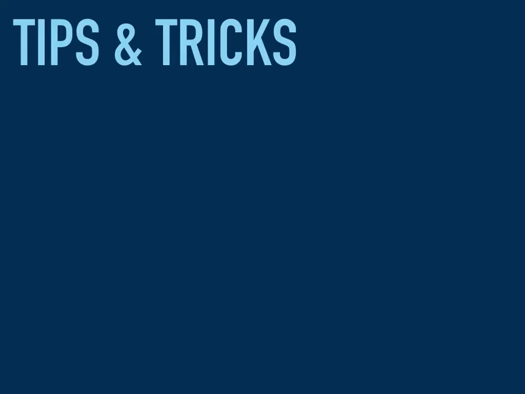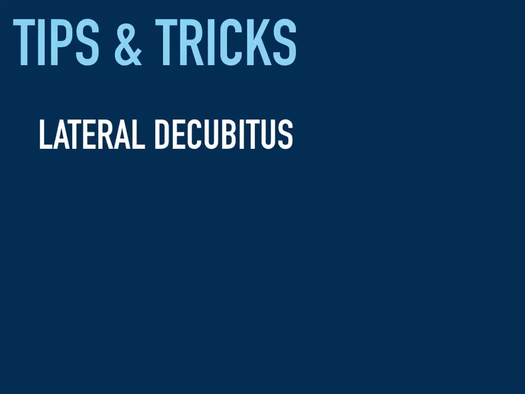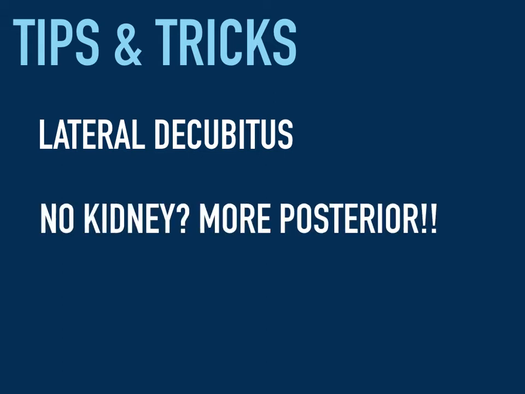Tips and tricks. If the patient can be in lateral decubitus, it will be easier. But in general, if you find the place in which you are supposed to see the kidney and you see nothing, one of the tricks is going more posterior.